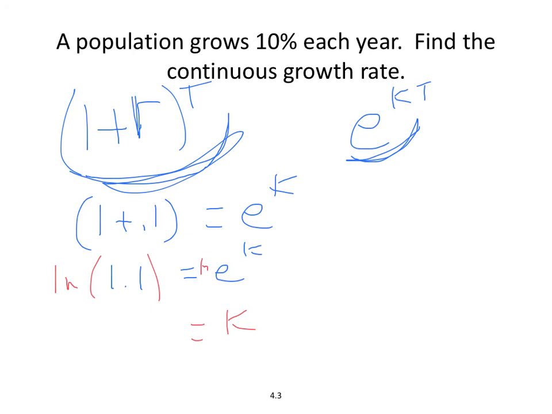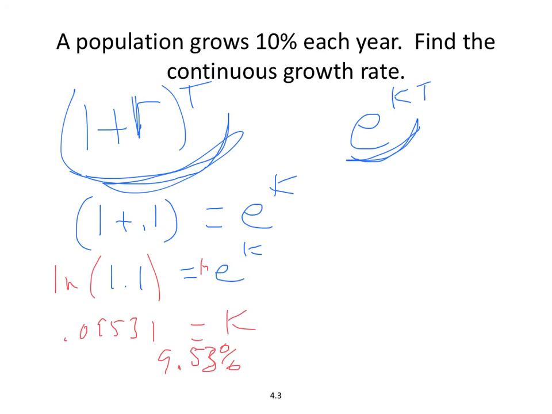And my calculator is telling me 0.09531. So I'm going to say that that's a continuous growth rate of 9.531%. And that happens because when it's a continuous growth rate, your interest is continuously being compounded, increased. Okay, so it's a little bit lower than the 10%.